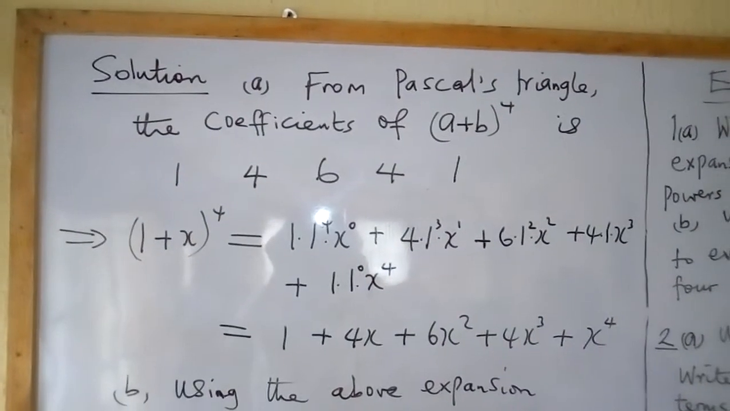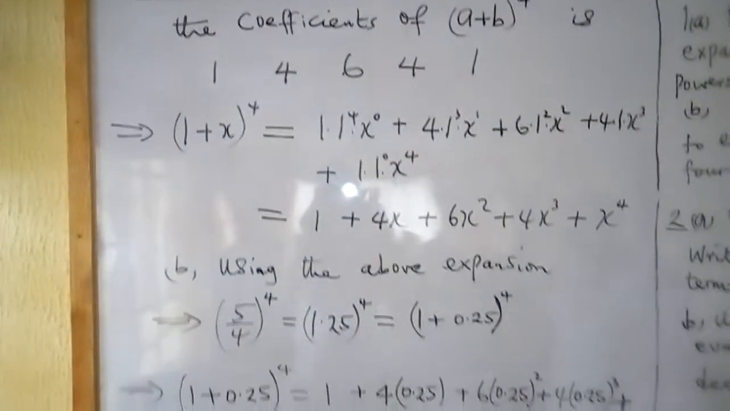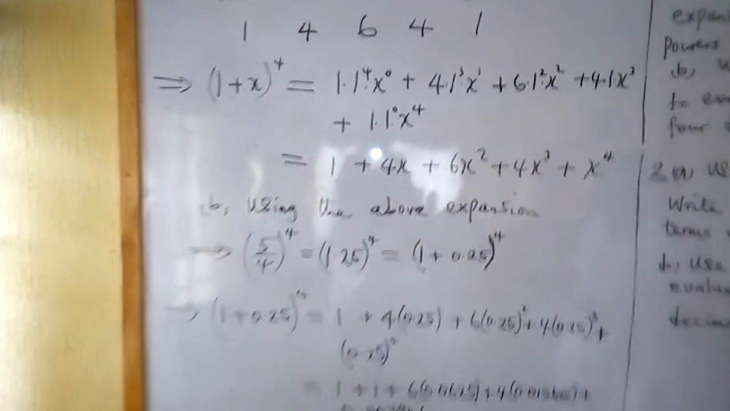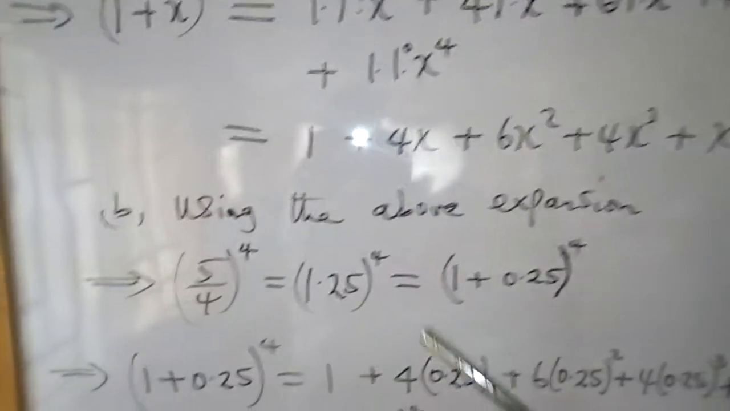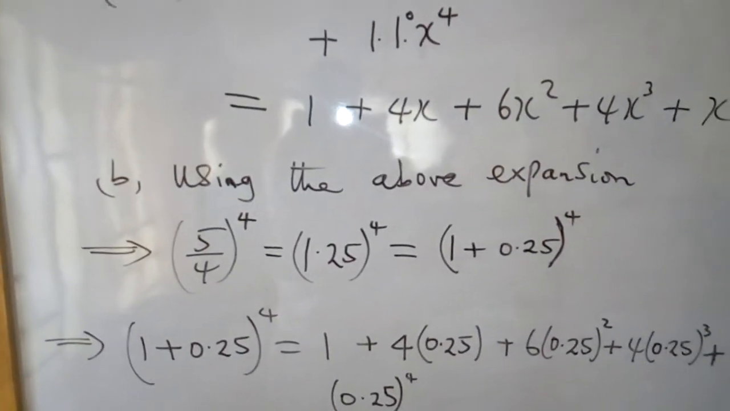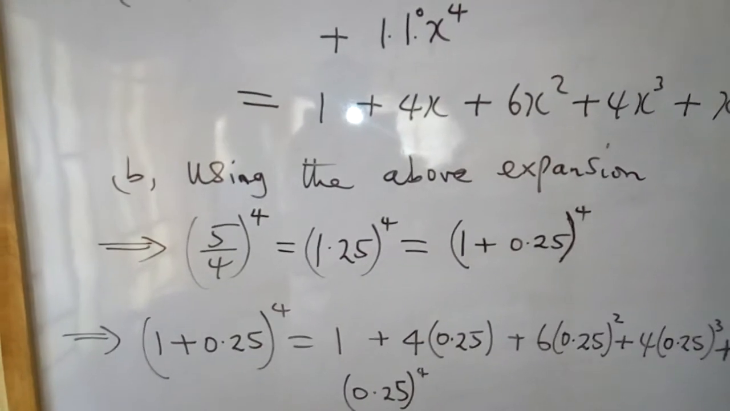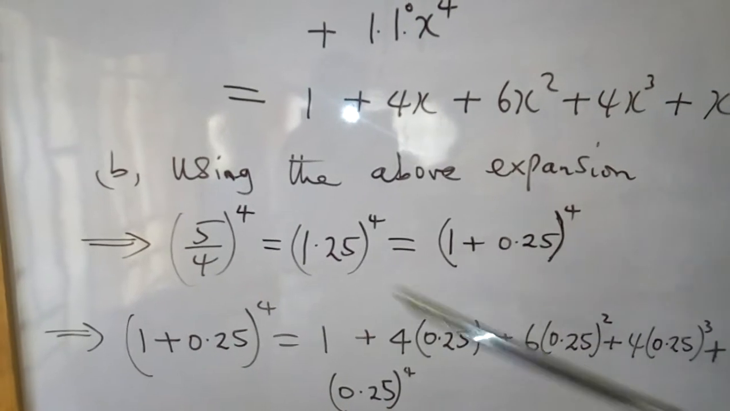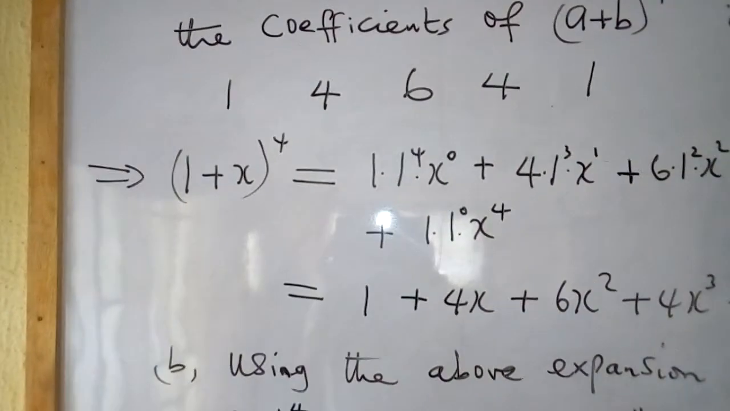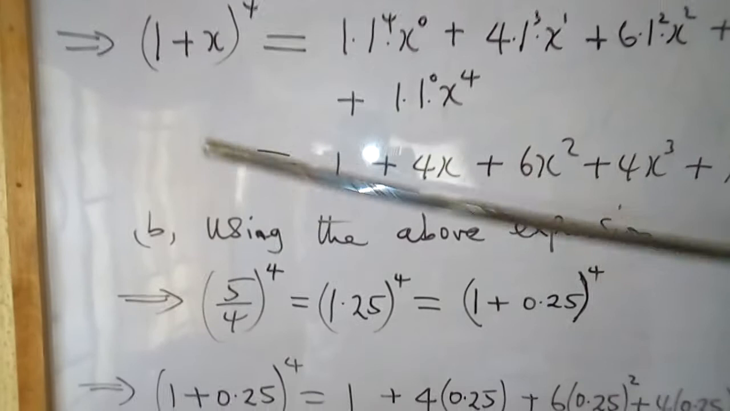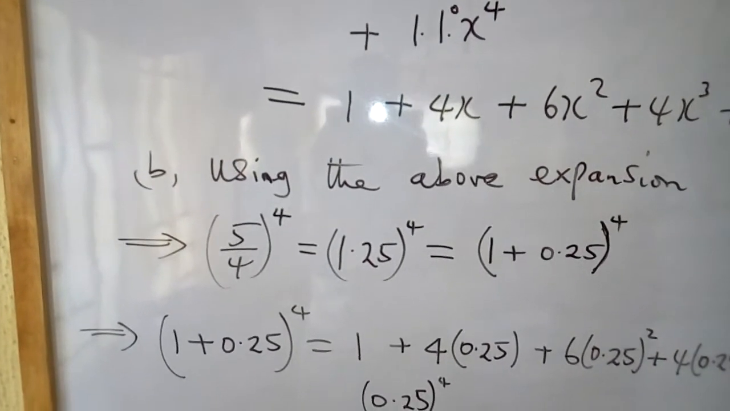B part, we have to use the above expansion to simplify or evaluate 5/4 raised to power 4. Now, 5/4 is the same thing as 1.25. We have to convert this fraction to decimal. And when we convert, we have 1.25, which is raised to power 4. Now, we need to rewrite this 1.25 to look like this expansion here. The 1 has to be in this position to take the shape of the binomial expansion we have to use.